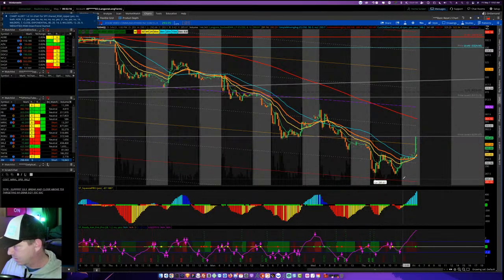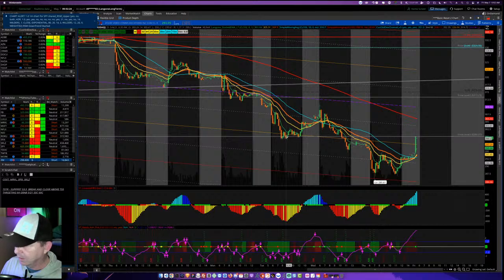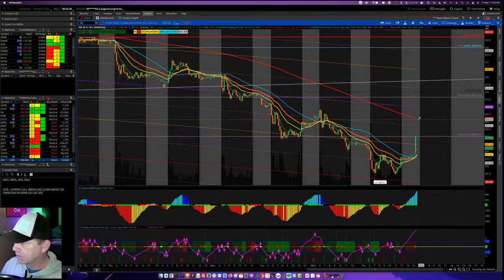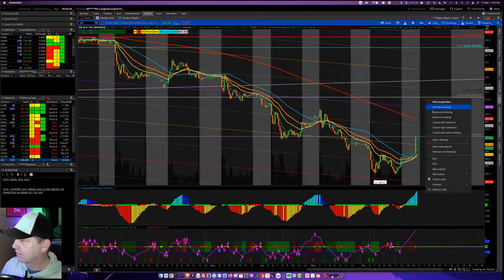All right. So we're at that $300 level. The 200 SMA is going to come into play at 305. We're currently at support from 3 days ago. We'd have to get through that to test that 305 level. I've got a price target. I don't know, I've got 312 on here.